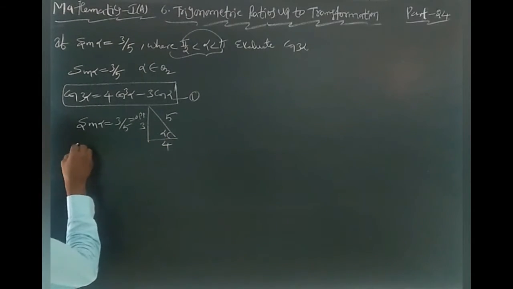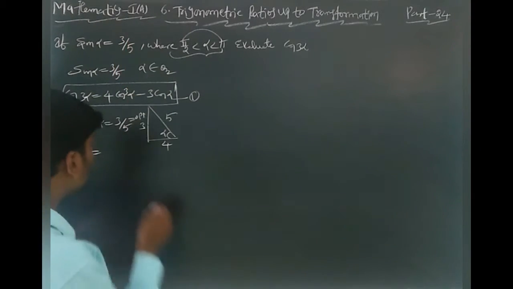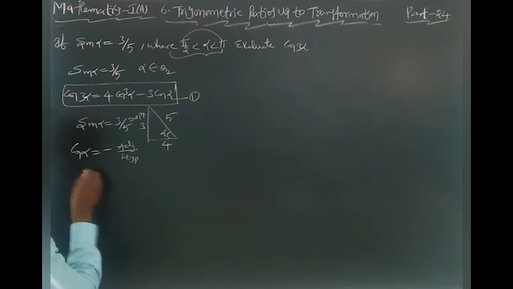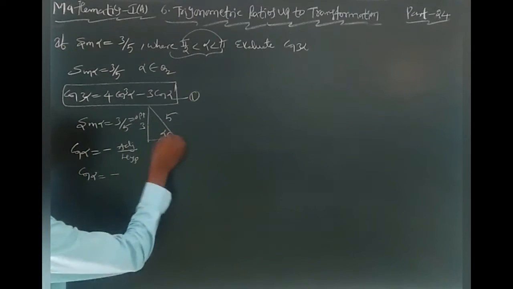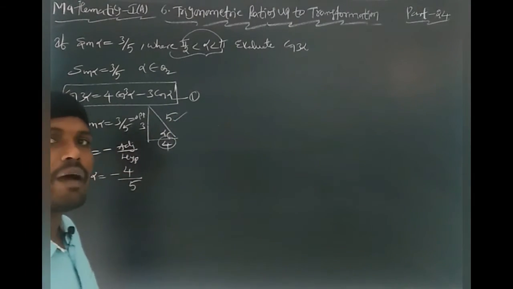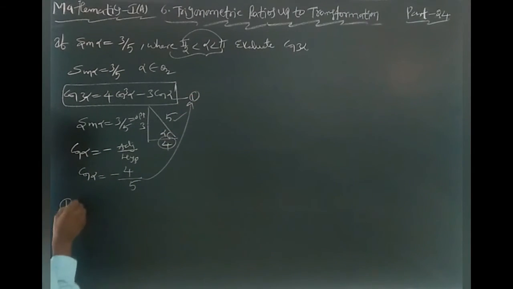What is cos alpha? Alpha lies in which quadrant? Second quadrant. In the second quadrant, cos is negative. The formula is adjacent to hypotenuse. Cos alpha is equal to minus, the adjacent value is 4 and the hypotenuse is 5. Cos alpha equals minus 4 by 5. This value is substituted in equation 1.